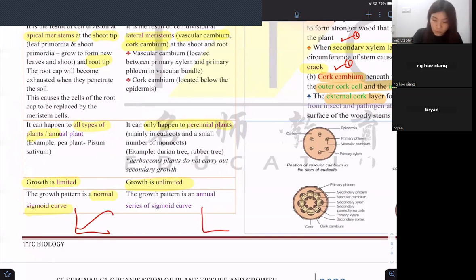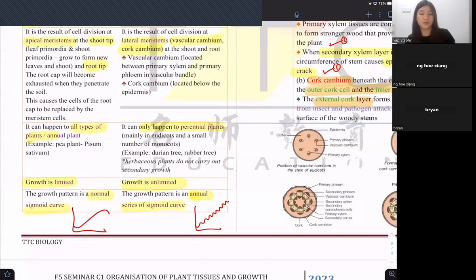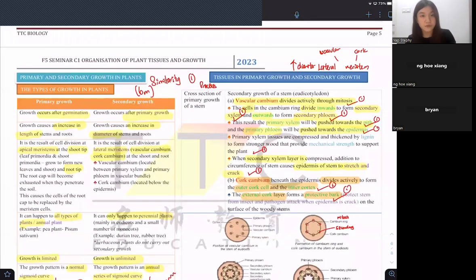But for the annual series sigmoid curve, what is the meaning of annual series? Annual series means like a lot, many. You can see the graph is like this. Up and down, up and down, up and down, just like a roller coaster. So this is for the growth process. Okay, so for the second part, we are done already. For this part, it is the most important. You want to do a lot of exercises. You need to know how to explain in the exam, especially for the process.